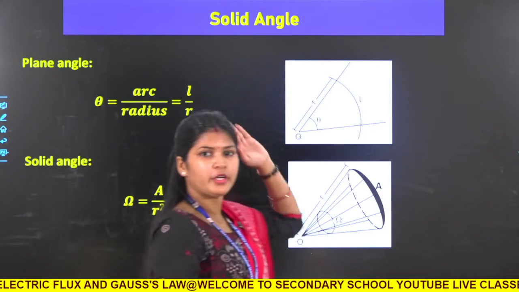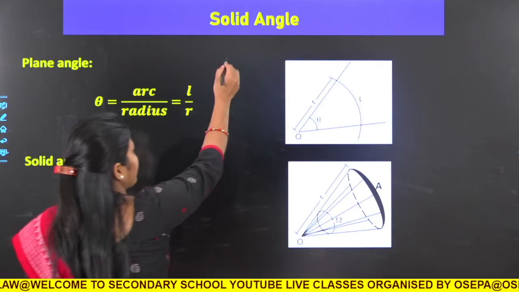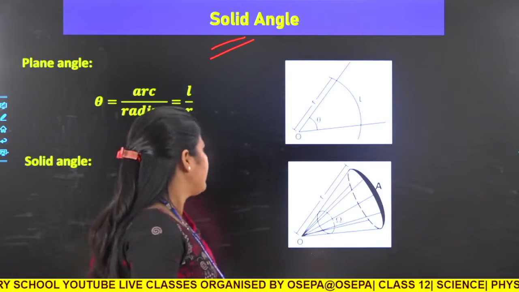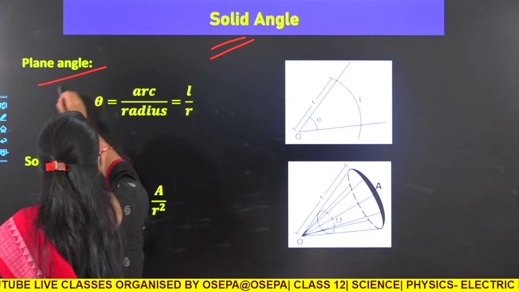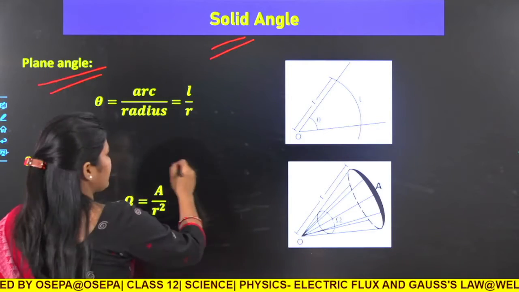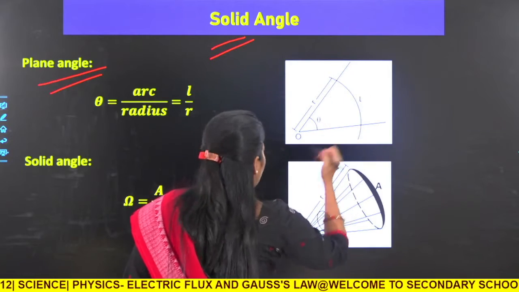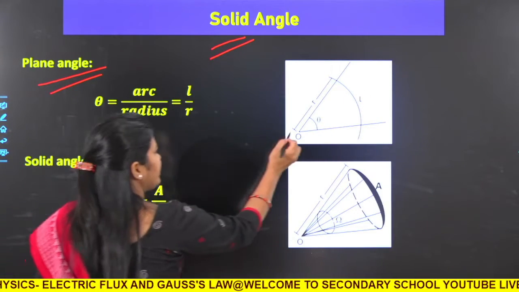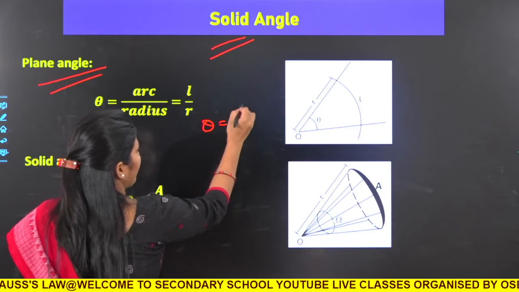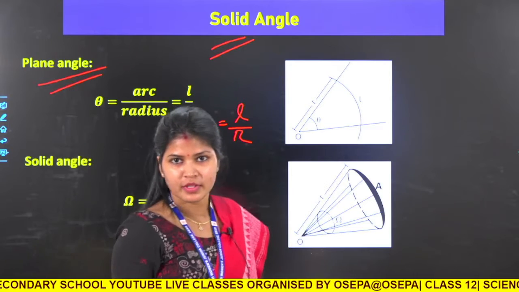Then the third important point is solid angle. What do you mean by solid angle? You know from school what the plane angle is. Suppose the plane angle theta, this is the arc L and the radius is R. So theta is equal to how much? L by R. This is called the plane angle.